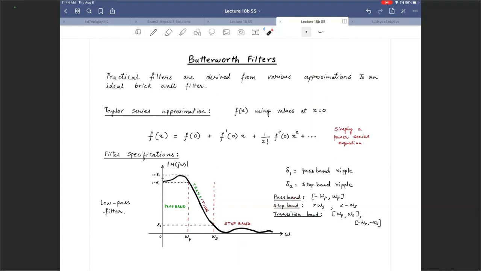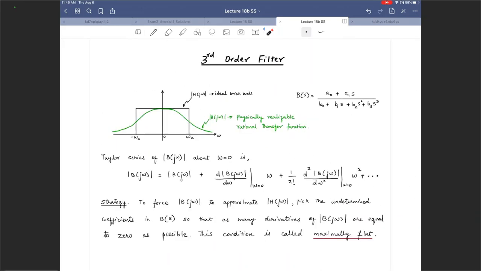Pass band between negative omega sub p and omega sub p. Stop band beyond omega sub s and beyond negative omega sub s on the other side. Transition band between omega p and omega s. And you would want the transition band as small as possible, and the pass band ripple and stop band ripple, both ripples, to be as small as possible as well. That's how you go to an ideal filter.